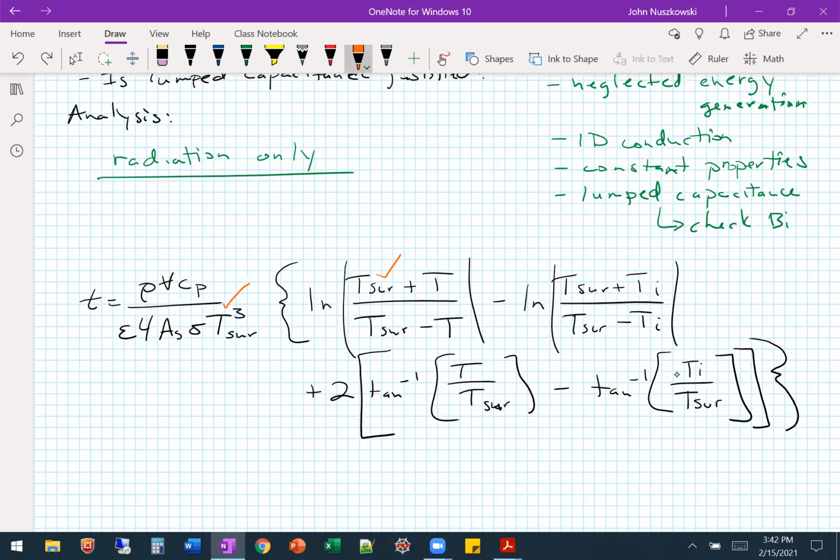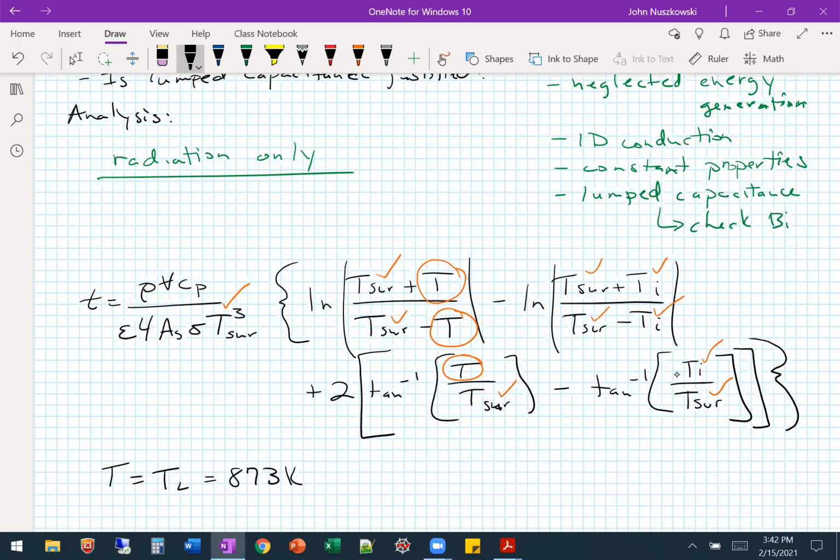So we have T surroundings. We have T initial. And what's our T? 600, or the 873, but you would have to assume it's isothermal. Yep. So the temperature is the temperature at TL, which is our 873 Kelvin. So we said lump capacitance, which assumes isothermal.